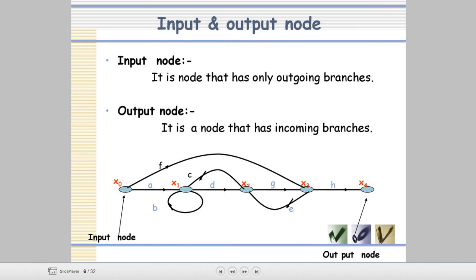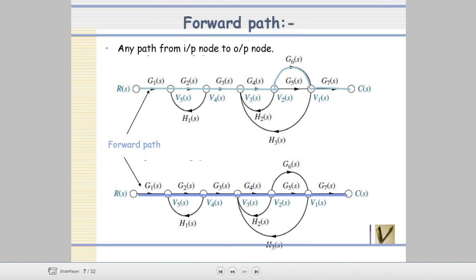Input node: it is a node that has only outgoing branches. We can see it is having only outgoing branches. Output node: it is a node that has incoming branches. This is the output node that has only incoming branches, and this is having only outgoing branches. A forward path.